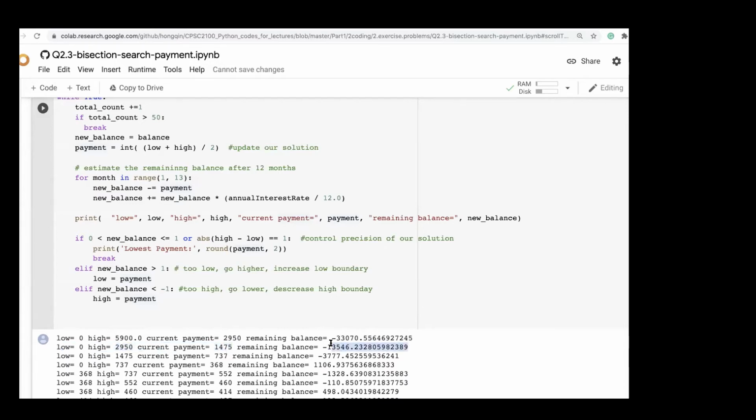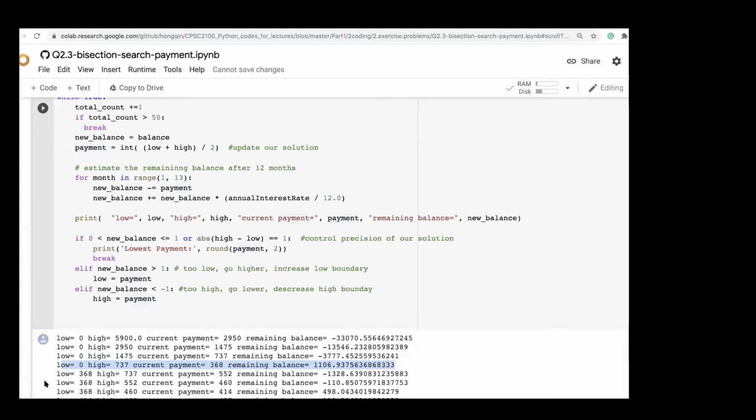And then I still get the negative one. That means I'm still overpaying, and that means I still have to move my high bound again. I move my high boundary lower, payment is still negative, and then I move it lower again. This time the current payment is 368, but with 368, I have a balance of 1100 something. That means now I'm underpaying, so I need to move higher again.